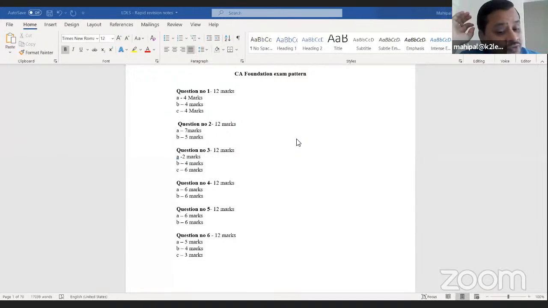Clear? This is for sure 72 marks, you have to pick up 60 marks. And the first question is always a compulsory question. As we all know, there are 5 chapters, starting with Indian Contract Act, Sale of Goods Act, Partnership Act, Limited Liability Partnership and Companies Act. The highest weightage from the examination point of view is given to Indian Contract Act, followed by Companies Act, then Sale, Partnership and LLP.